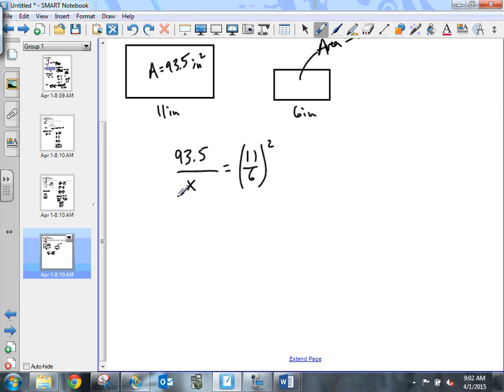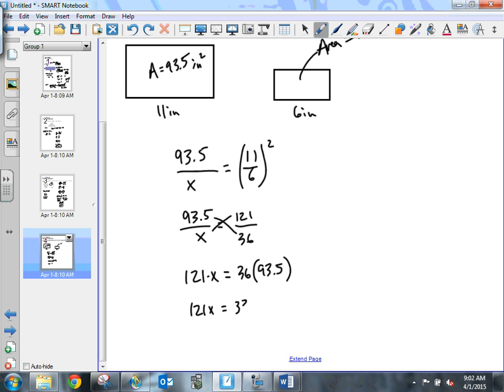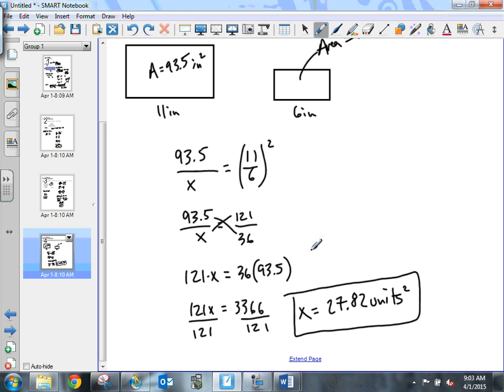So if I simplify this and solve for x, which is my area of the small one, I get 93.5 over x is equal to 121 divided by 36. Okay? So I've got a proportion, and I can solve this proportion. So I'm going to take 121 times x is equal to 36 times 93.5. So I get 121x is equal to 3,366. All right, and if I divide that by 121, I end up getting that x is equal to 27.82 units squared. And that's going to be the area of the smaller one.